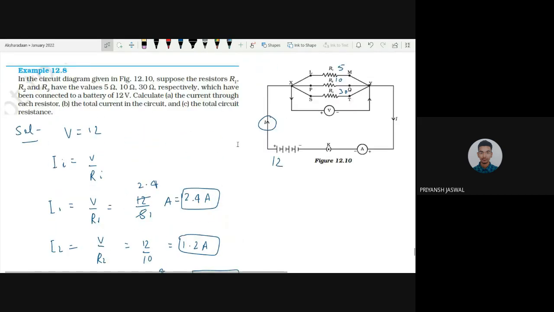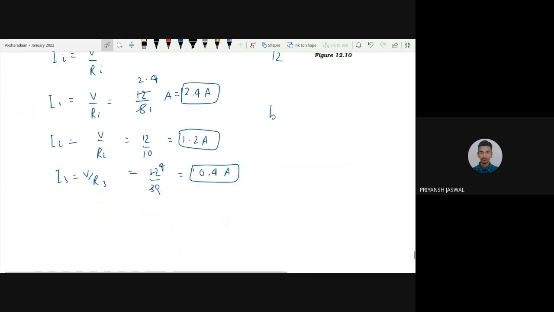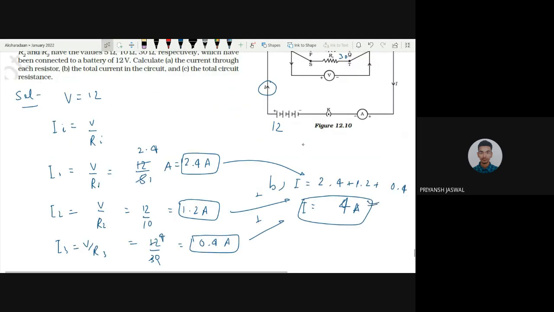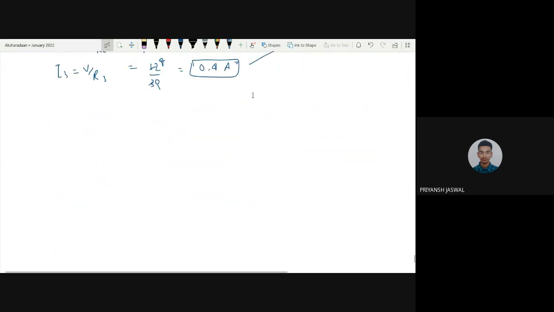B part is total current in the circuit. Total current will be the summation of all these three currents. That is 2.4 plus 1.2 plus 0.4. 3.6 and 0.4, that is 4 ampere. This is the answer of B part. This is the answer of A part. C part is the total circuit resistance.